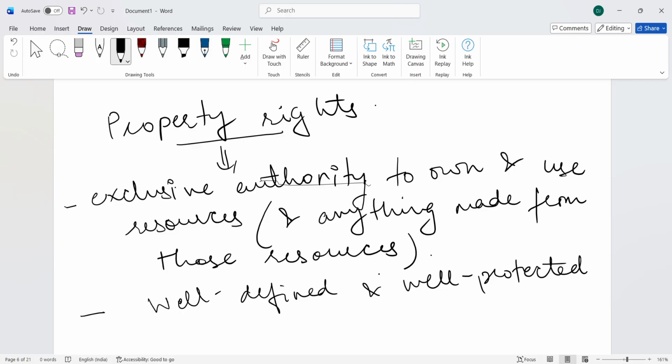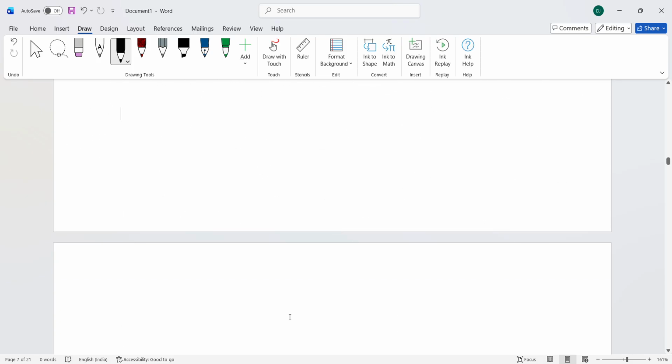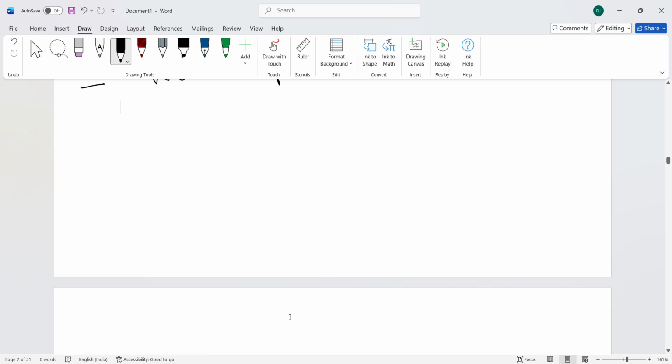Let me understand it a bit better, and I'll explain it through an example. What are property rights? Let's say there's a house, and this person wants to sell this house.